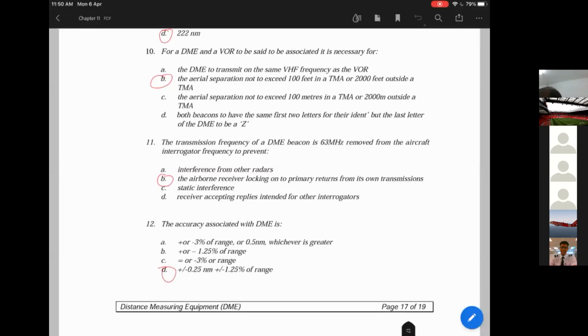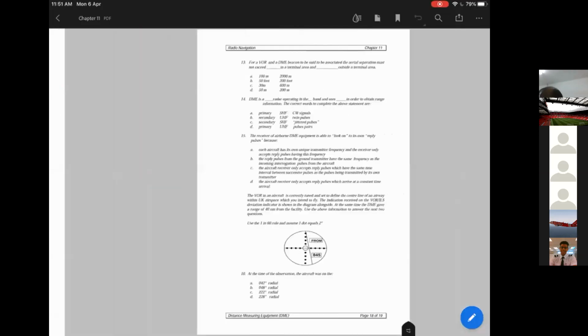Question number 11, please. The transmission frequency of a DME beacon is 63 megahertz removed from the aircraft interrogator frequency to prevent the airborne receiver locking onto primary returns from its own transmission. Bravo is the answer. Question number 12 is a repeat of question number 6, so let's go to question number 13 now, please.